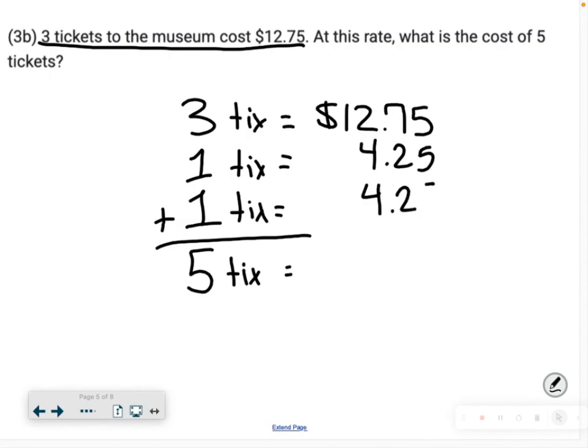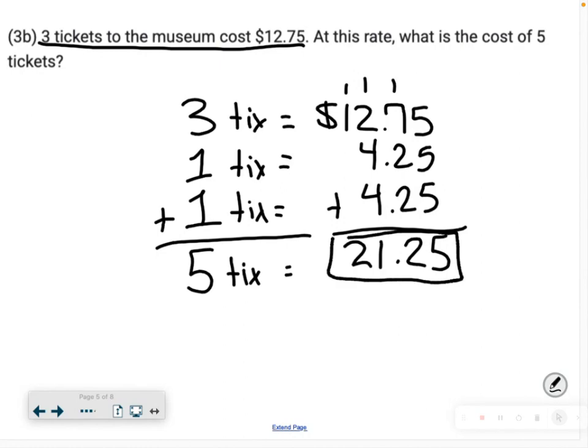Making sure you're lining up your decimals when you're adding, so your place values are lined up, starting right to left. 5 plus 5 plus 5, 15. 5, carry the 1. 1 plus 7 plus 2 plus 2 is 12, carry the 1. 1 plus 2 is 3. 3 plus 4 is 7. 7 plus 4 is 11. Carry the 1, and there is your final cost for 5 tickets.